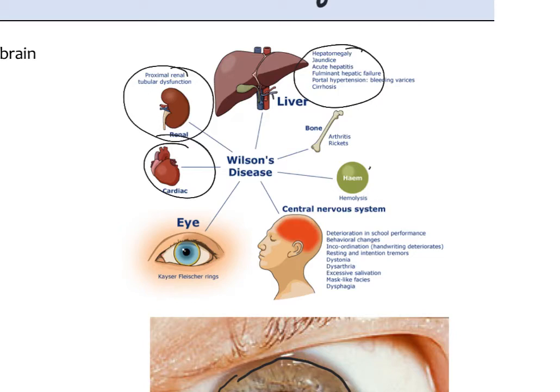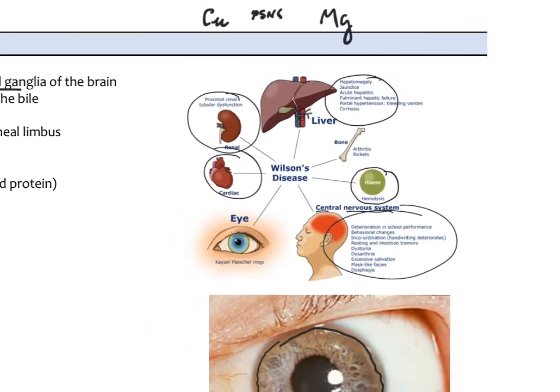It can result in hemolysis, your red blood cells split, but probably the biggest one we see is central nervous system. And there's a lot of psychiatric and just cognitive issues that can happen. So deterioration in school performance, behavior changes, handwriting begins to deteriorate, resting and intention tremors, any dysarthria, difficulty speaking, excess salivation, almost like a Parkinson's-like picture, and that's the accumulation in the basal ganglia.